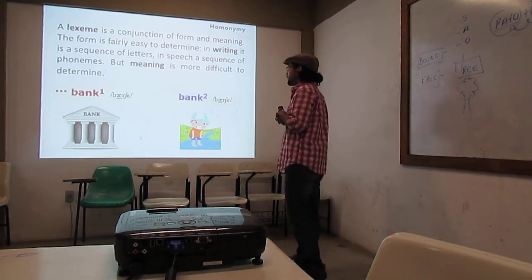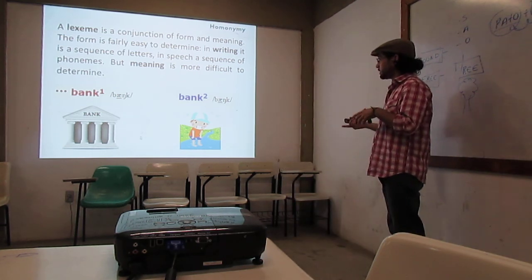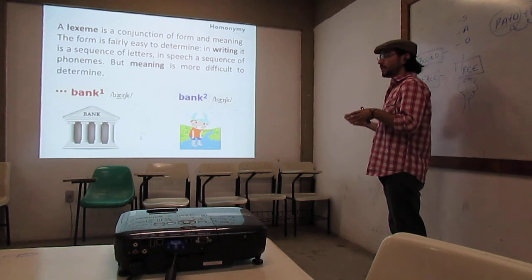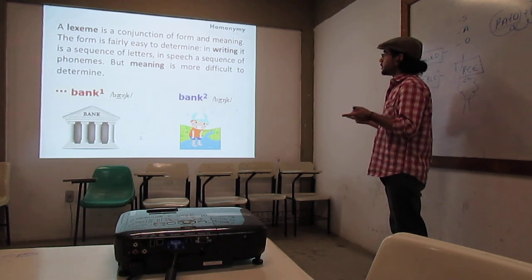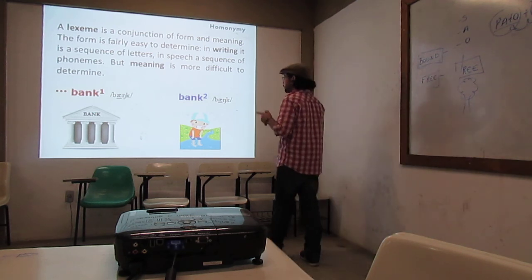The form is fairly easy to determine. In writing, it is a sequence of letters. In speech, a sequence of phonemes, but meaning is more difficult to determine.